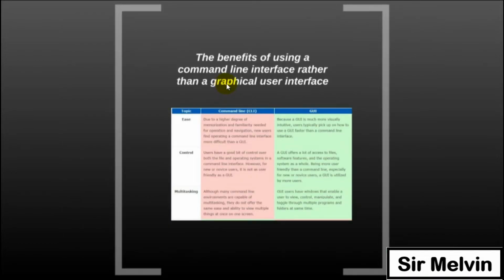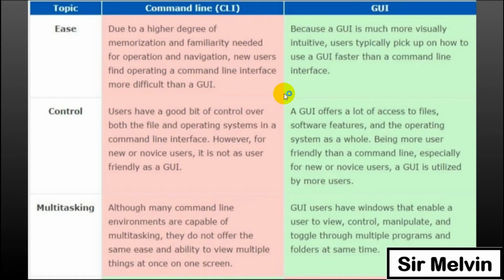So, the benefits of using a CLI rather than a graphical user interface. There is a difference between the CLI and the GUI, so let us discuss it one by one. For example, the topic is on the right side, and then the purpose in CLI and the GUI. Let us start with ease. Due to a higher degree of memorization and familiarity needed for operation and navigation, new users find operating a command line interface more difficult than a GUI.